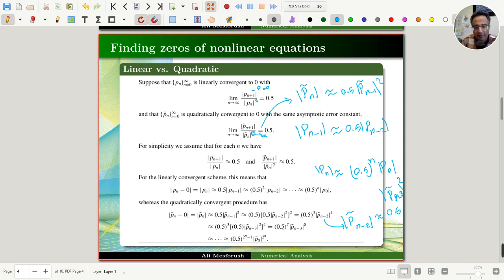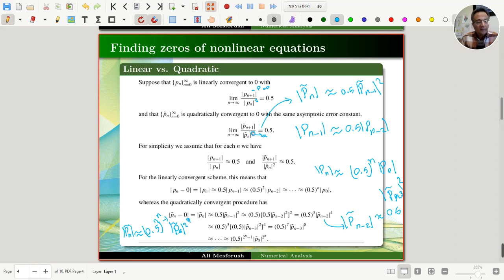We will get finally half to the power of 7, absolute value of Pn minus 3 tilde to the power of 8, and so on. Okay, so finally we get the absolute value of Pn tilde is approximately equal to half to the power of 2 to the power of n minus 1, times P tilde 0 to the power of 2 to the power of n.